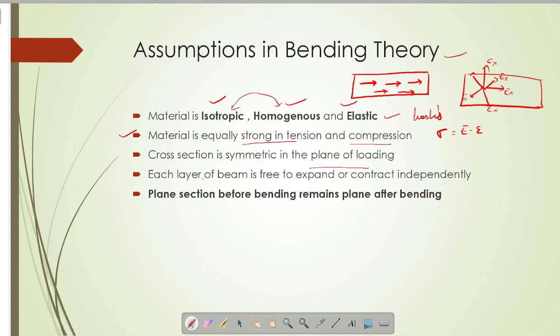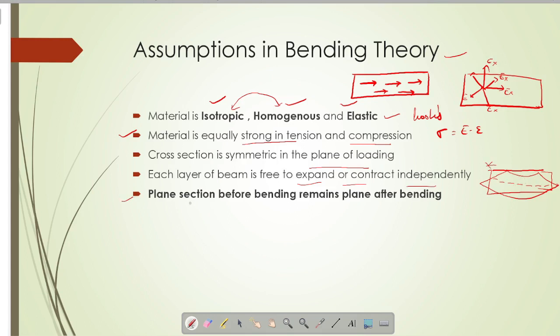The next assumption is that each layer of the beam is free to expand or contract independently. If we take a beam, after bending action it bends something like this. If this is the neutral plane, above the neutral plane all the layers will be subjected to contraction, and below the neutral plane all the layers will be expanding. At the neutral plane, there won't be any expansion or contraction.